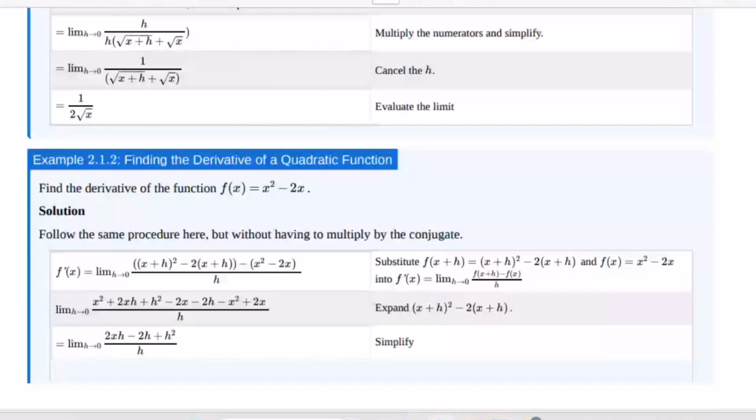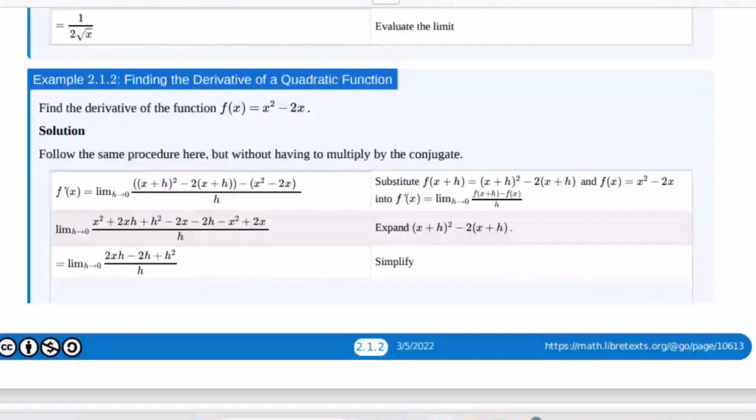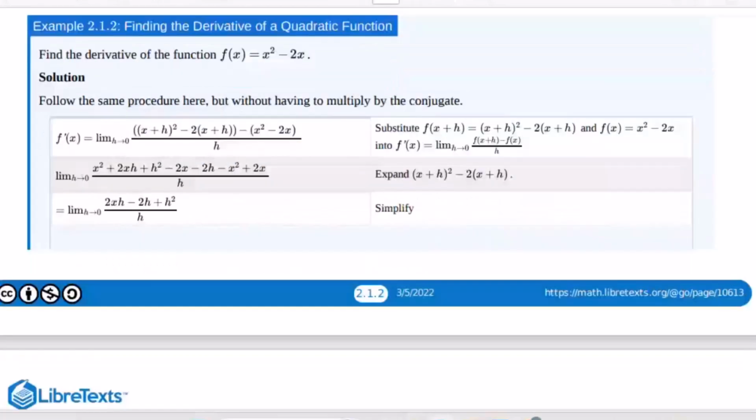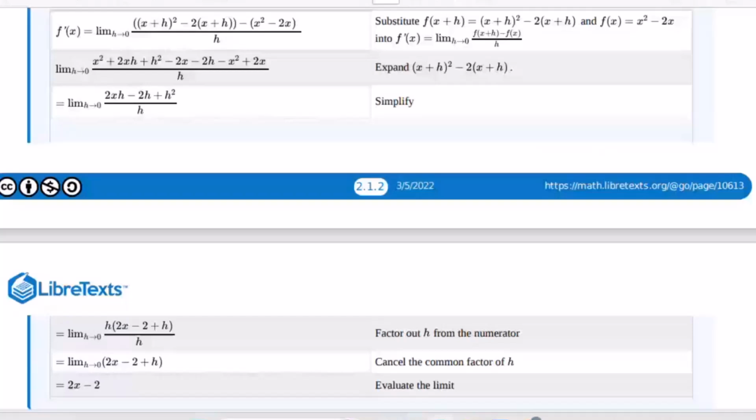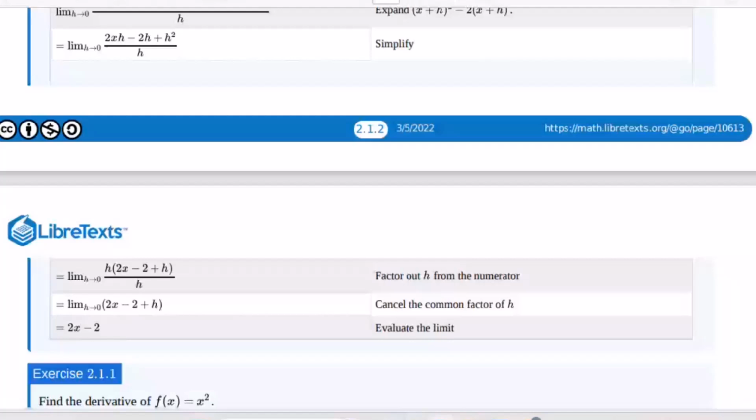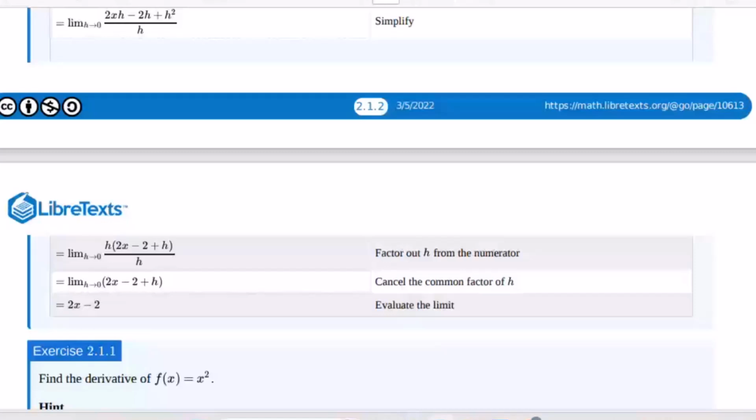Please lead us in giving us an answer to this next exercise. We all agreed with Patience that the answer we were looking for was 2x minus 2. Now, using the very same definition, do we all see exercise 2.1.1? Using that very same definition, please find the derivative of f of x, which is equal to x squared.